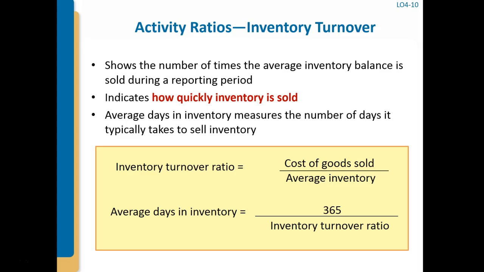On the other hand, a relatively low ratio or a decrease in the ratio over time usually is perceived to be unfavorable. Too much capital could be tied up in inventory. A relatively low ratio may result from overstocking, the presence of obsolete items, or poor marketing and sales efforts. Similar to the receivables turnover, we can divide the inventory turnover ratio into 365 days to compute the average days in inventory. This measure indicates the number of days it normally takes to sell inventory.